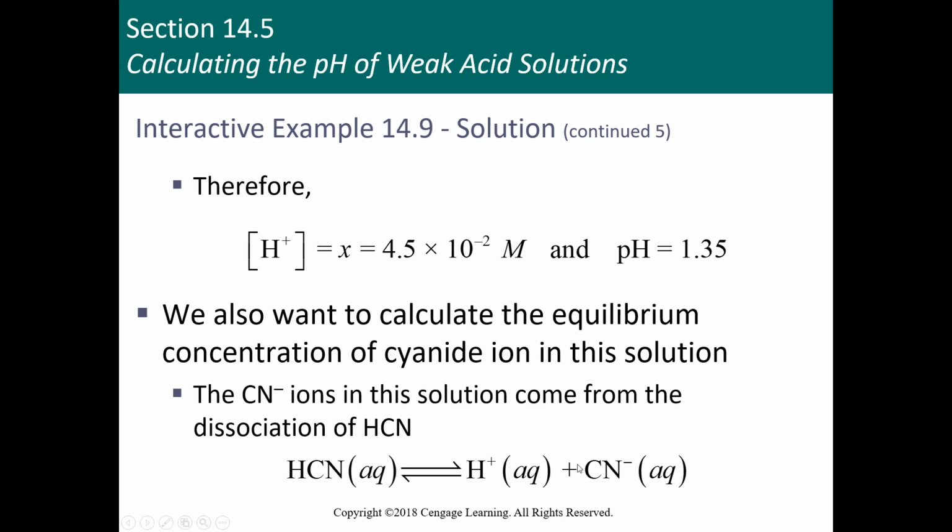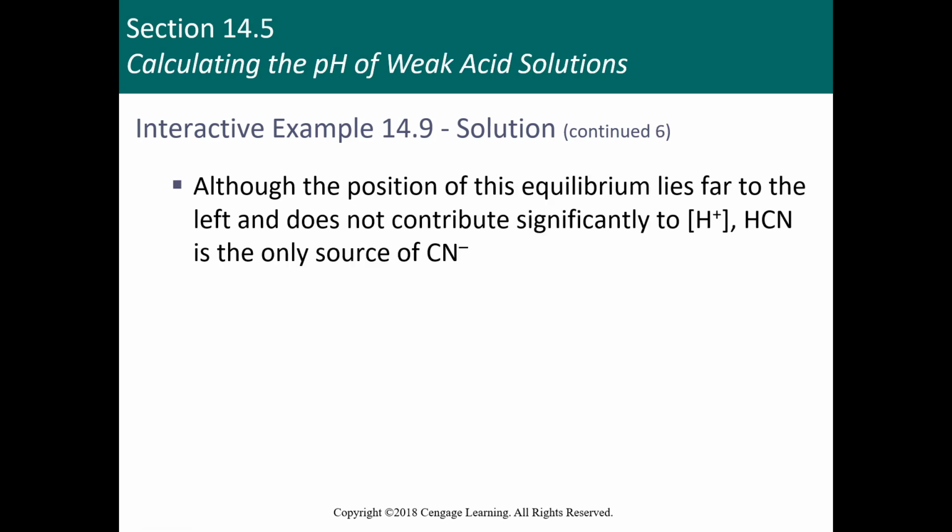So, remember this equilibrium right here. The cyanide ions in solution come from this dissociation right here, right? Which one of the components is H plus. And so, although the position lies far to the left and does not contribute significantly to the H plus, the only source of CN minus is that HCN. So even if that's a small number, that's the only source. That's the only thing we're getting for CN minus, okay? We have to use that.